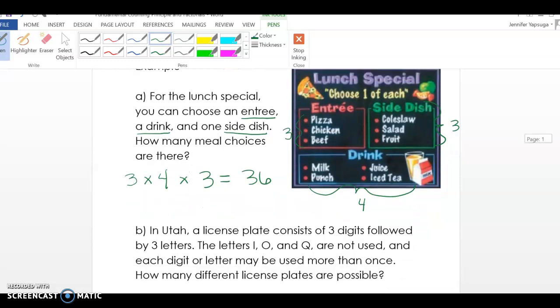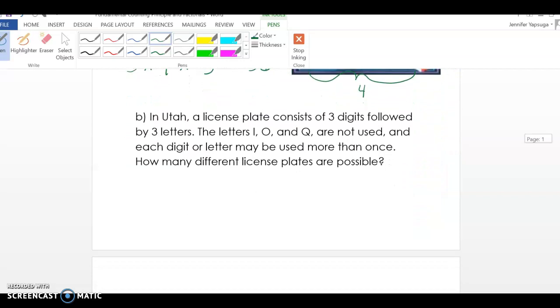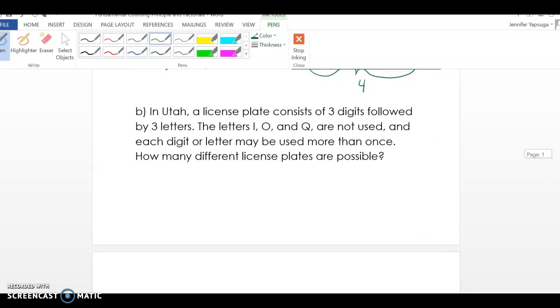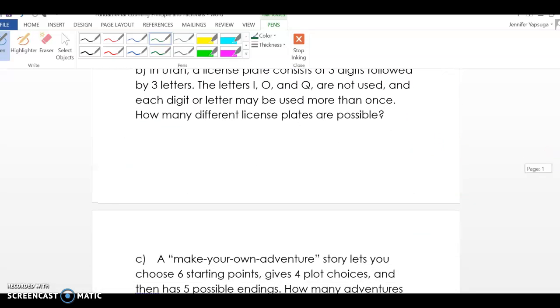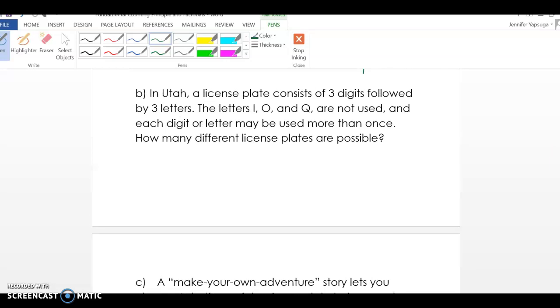All right, let's run through one more example together, a little bit more complicated, but using the same fundamental counting principle. Okay, so in Utah, a license plate consists of 3 digits followed by 3 letters. They tell us that the letters I, O, and Q are not used, and each digit or letter may be used more than once. We want to know how many different license plates are possible.